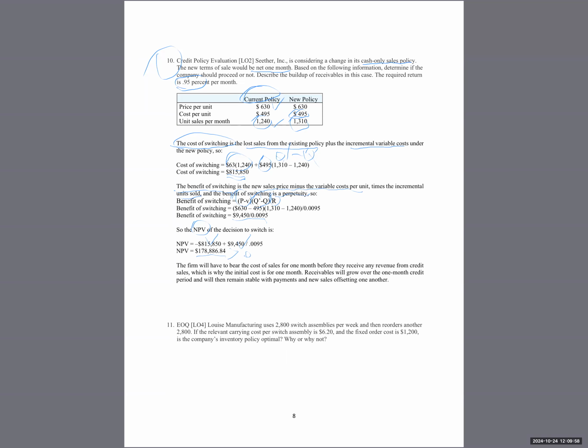The firm will have to bear the cost of sales for 1 month before they receive any revenue from credit sales, which is why the initial cost is for 1 month. And also receivables will grow over the 1 month credit period and then remain stable, with the payments and the new sales offsetting one another. So that's question 10.